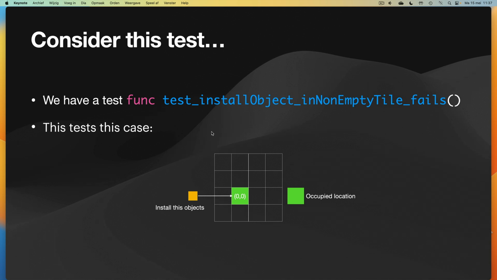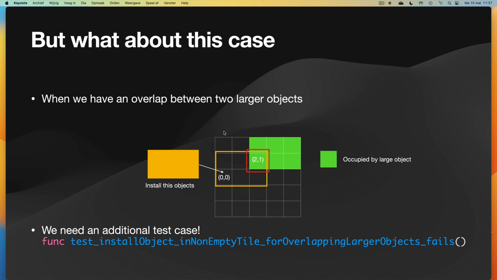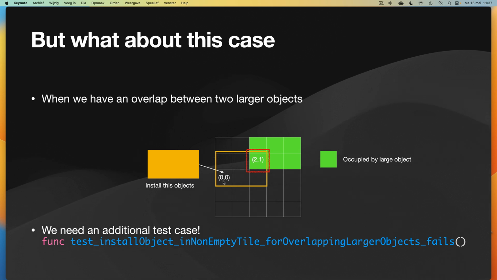But we also said that objects can be of arbitrary size. So what if larger sizes overlap, like in this example, where we have an installed object that's a bit larger, and we want to install another object, the orange object, in a slightly different position but with an overlapping tile. The current test doesn't test for that, and I also don't think our code is looking at that situation. So what we need is an additional test case, and that's what we're going to write now.